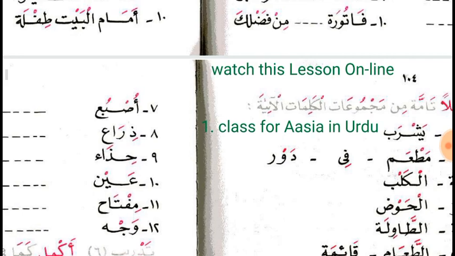So we have 12 here. Asia, read first 6. Okay, sir. Kameez, shirt. Kameezi, my shirt. Kamizuka, your shirt, it's used for men. Kamizuki, your shirt, used for women. So Asya said kamizuka for me and kamizuki for Haluma.